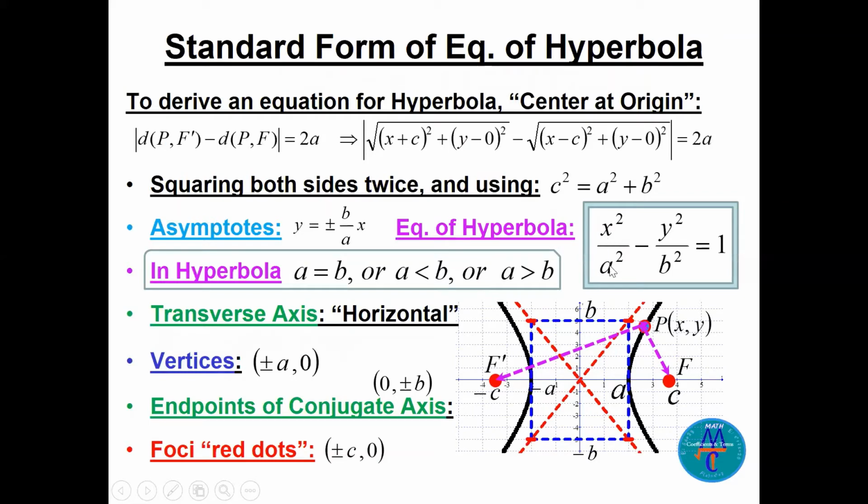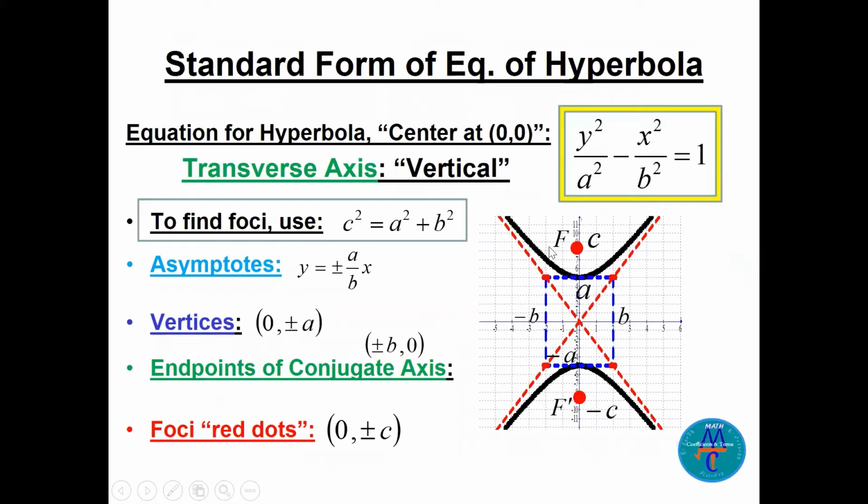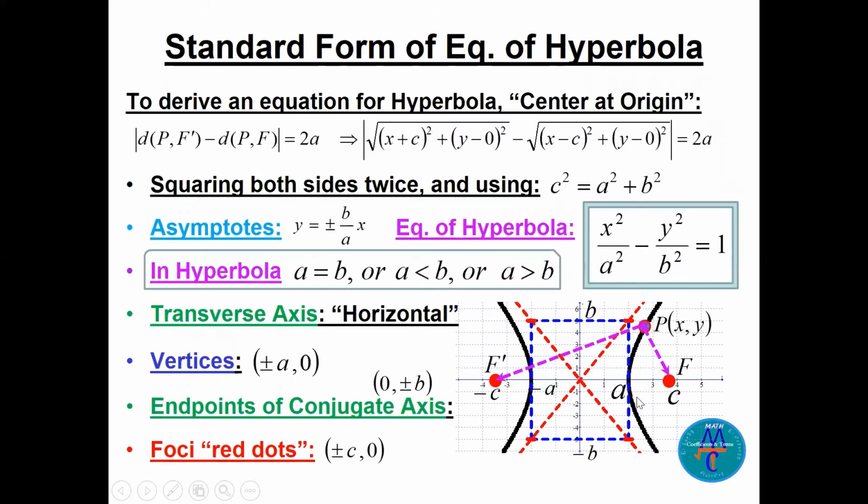So we have x squared over A squared minus y squared over B squared is equal to 1. See, A squared is always under the positive term. If the positive is x squared, this is a horizontal transverse axis like this. If the positive is under the y squared, as we will see in the next slide, here we have y squared over A squared, it will be a vertical transverse axis. So we have to remember the equation of the hyperbola. There is a minus in the middle here. This is the standard form.